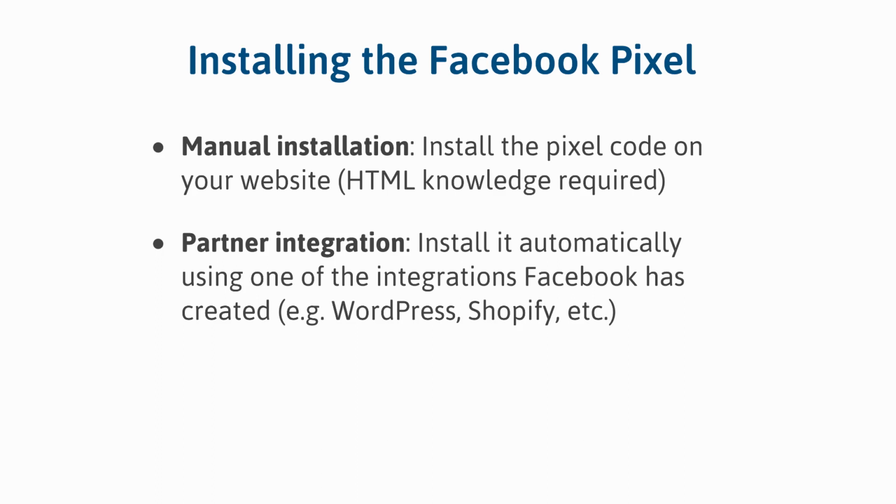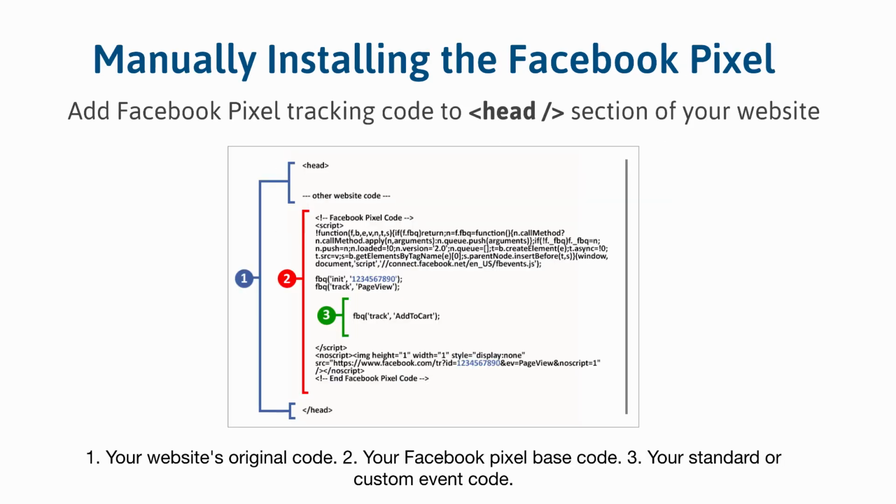Really quick, just to go over how to manually install it and where to install it. You add your Facebook pixel tracking code to the head section of your website. This is a little image from Facebook, but it just shows you here. Usually in the header of your website, you have your head, then you'll have other metadata and different scripts and styles that load for your website. And then under it is where you're going to put the Facebook pixel code. You're going to want to put it right before the closing head tag.